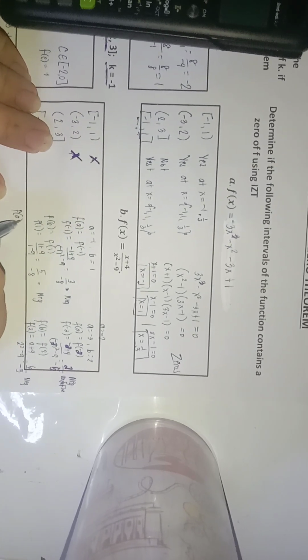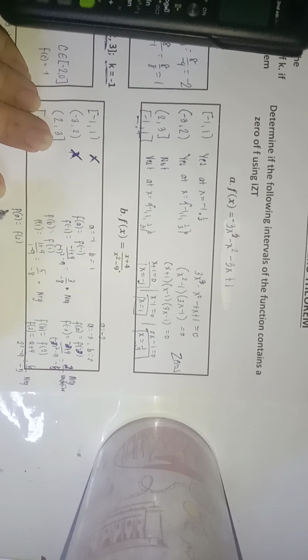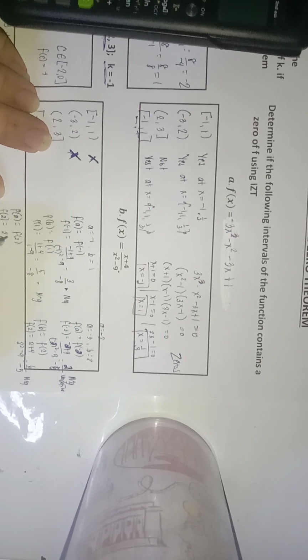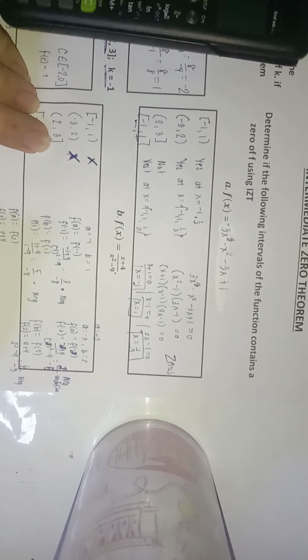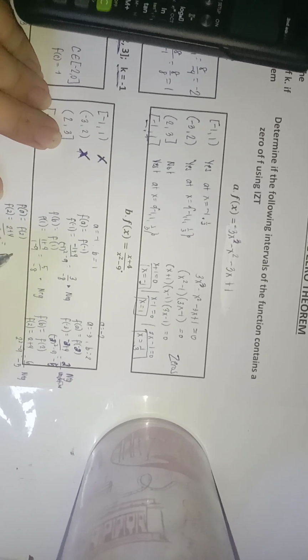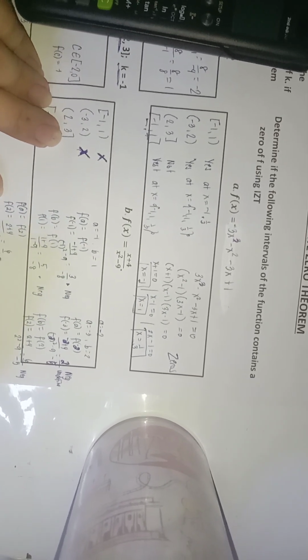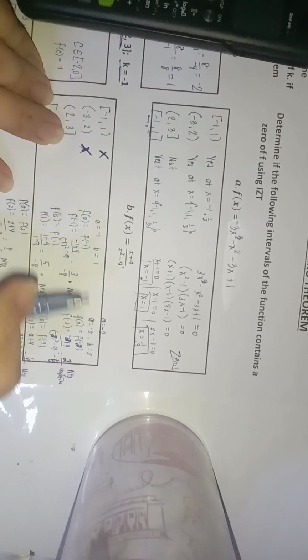Okay? So let's use 2, 3 naman. So our f of A is equal to f of 2. Thus, f of 2 is equal to 2 plus 4, lahat ng x na magiging 2. So we have 2 squared minus 9. That is 6 over negative 5. So we have negative for f of A.